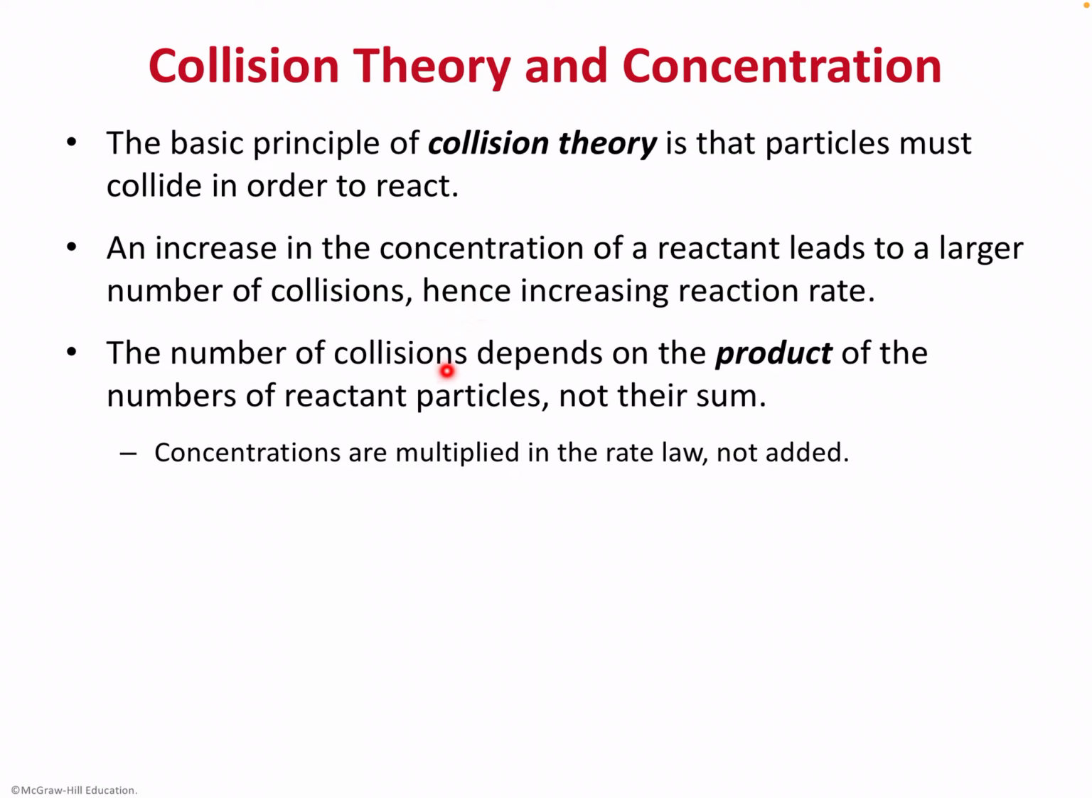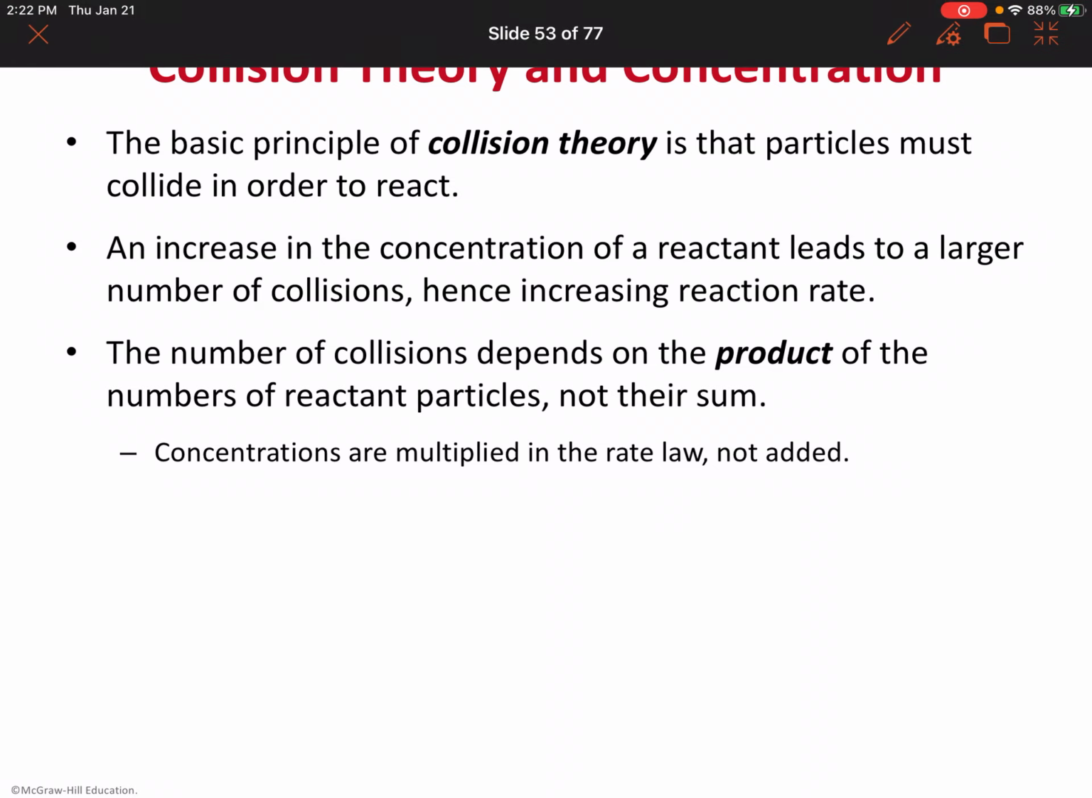The number of collisions depends on the product of the numbers of reactant particles, not their sum. For example, let's say you have two reactant particles, A plus B, giving you a product, let's say any product. Right? So the number of collisions depends on the product of the numbers. Product means A times B, not A plus B. I'll show you this in the next diagram.